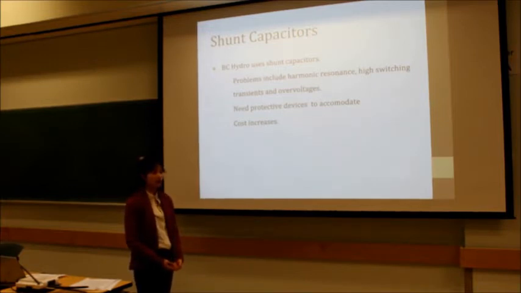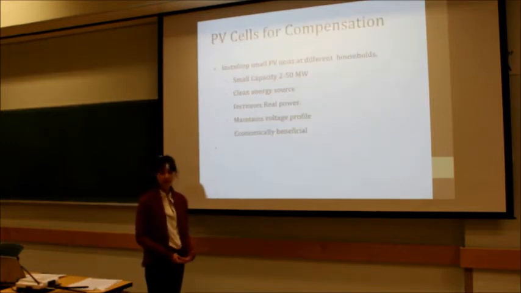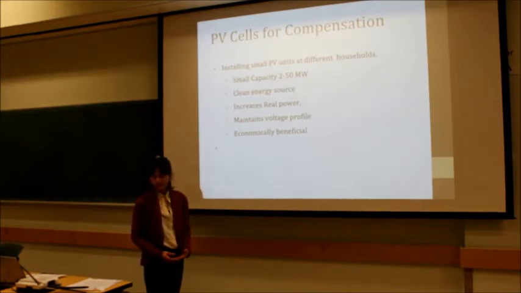However, problems with capacitors include harmonic resonance, high switching transients due to discharging and charging of the capacitors, and over-voltages. To accommodate for these problems, BC Hydro has to install protective devices as well as the capacitor banks, which increases the cost. By installing photovoltaic cells with a capacity of 2 to 50 megawatts, real power is added to the distribution line, which improves the voltage profile.